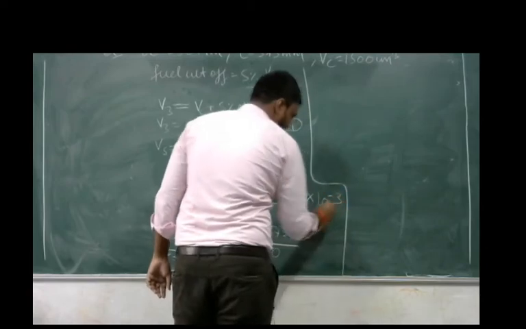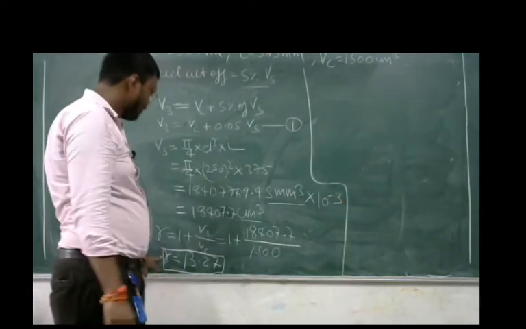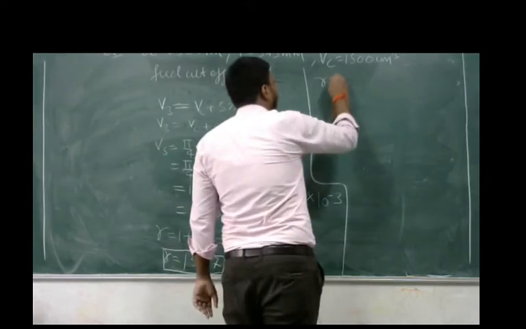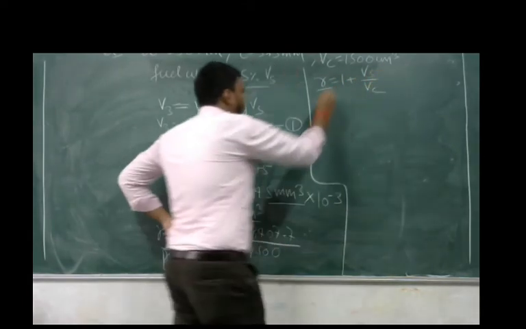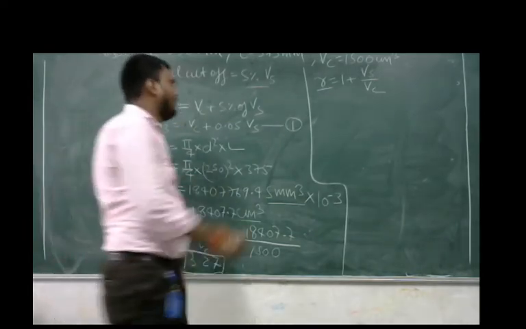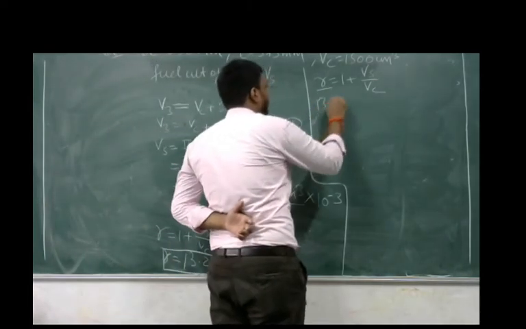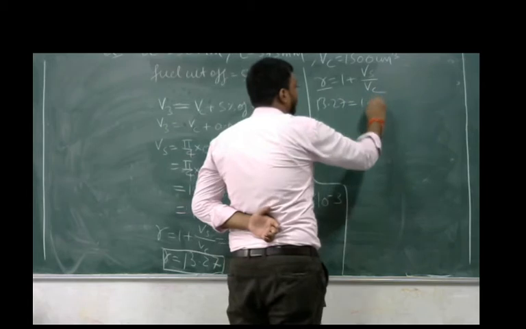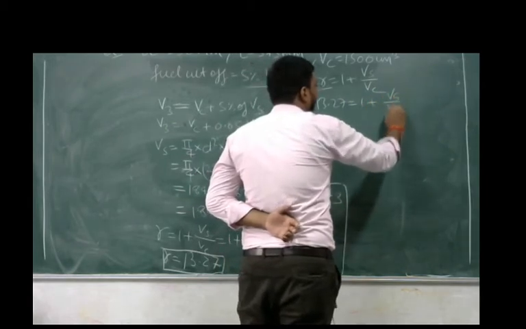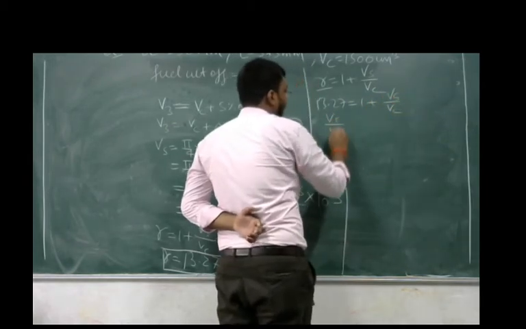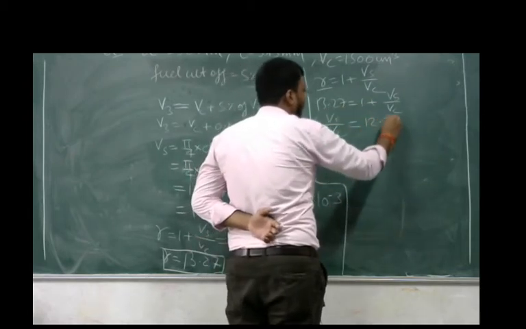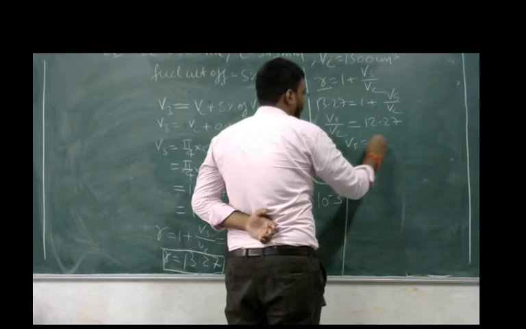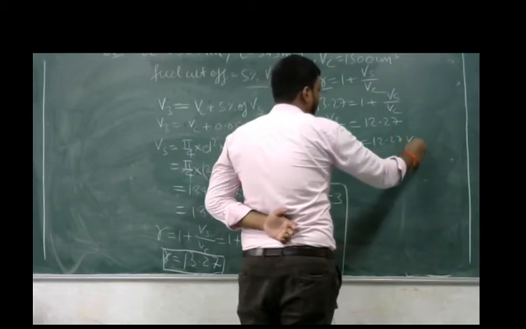Here we know that R is equal to 1 plus Vs by Vc, and we know the value of R now. R is equal to 13.27. So here we can say that 13.27 equals 1 plus Vs by Vc, or Vs by Vc equals 13.27 minus 1, so it will become 12.27, or Vs equals 12.27 Vc.